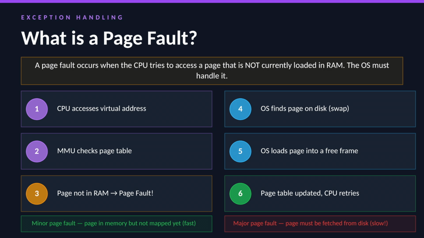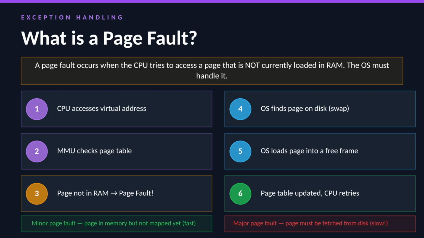When the CPU tries to access a page that is currently not in RAM, it triggers what is called a page fault. Here is how it works. The CPU accesses a virtual address. Then the MMU checks the page table. If the page is not in RAM, a page fault exception is raised. Now the OS takes over, finds that page on disk in the swap space. It loads it into a free frame in RAM, updates the page table, then retries the instruction. From the program's perspective, nothing happened.